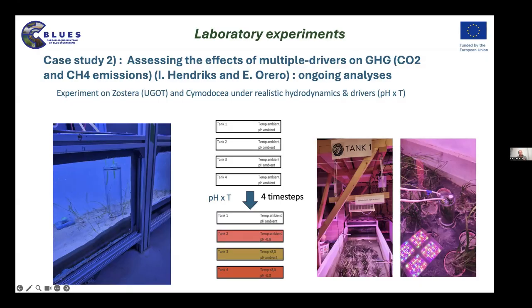what they did in the lab was to expose those different communities of seagrass to different conditions, again, of temperature and pH, a different range, to really try to characterize the shape of the relationship between methane and CO2 fluxes as a function of a large range of temperature and pH. So they did that on Zostera in Sweden and on Cymodocea in my lab. Cymodocea is another species of seagrass that we find in the Med Sea.